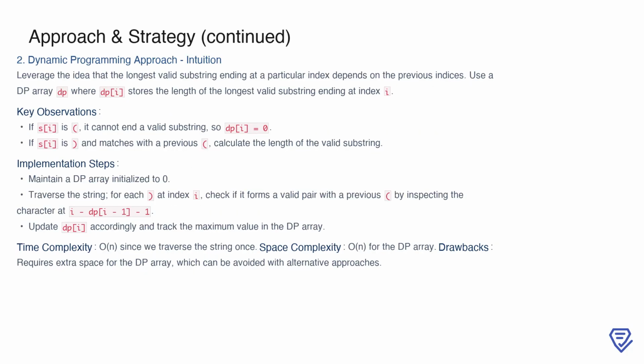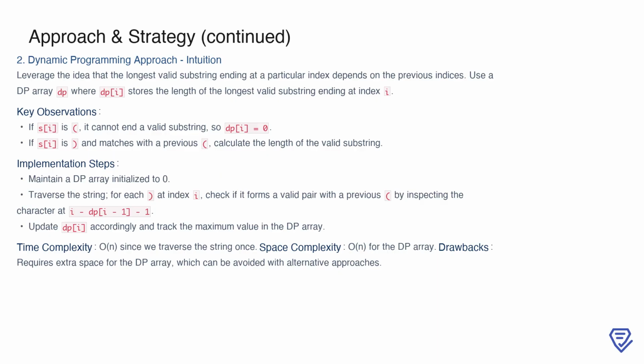Next, we explored the dynamic programming approach, which leverages the idea that the length of the longest valid substring at a given index depends on previous indices. The core idea is to use a DP array where each element at index i represents the length of the longest valid substring ending at that position. The key observations here are that if the character at i is an opening parenthesis, it cannot form a valid substring on its own, so the value in the DP array remains 0. On the other hand, if it is a closing parenthesis that matches with an earlier opening parenthesis, we calculate the valid substring's length by referencing earlier indices.